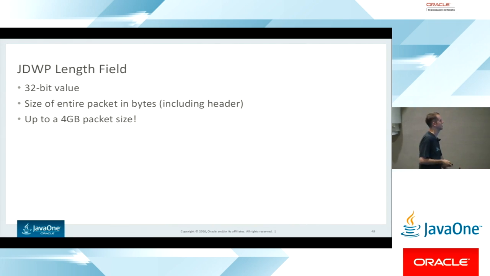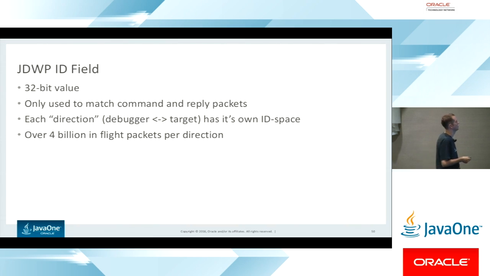And it means that we could have gigantic packets. The ID field, again, is a 32-bit value, and it means that we have this amazing window of outstanding requests that haven't been acknowledged, so to speak, with a response packet. And we can have up to over 4 billion of them, 2 to the 32nd power worth of those.